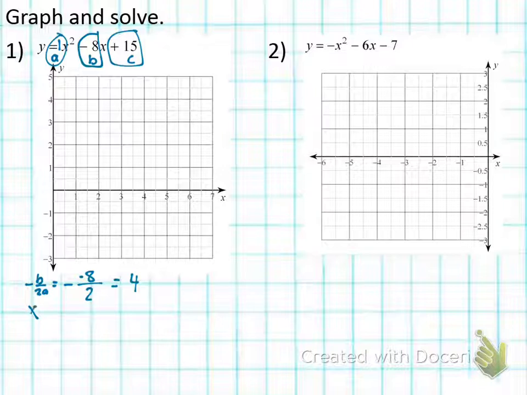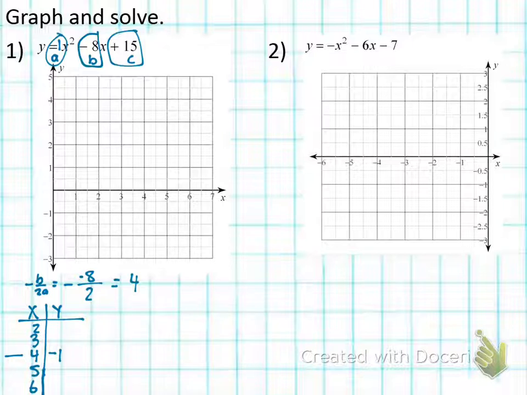Then we're going to make an XY chart. And we know that 4 is our vertex. If 4 is the vertex, there's going to be points to the left and to the right of it, if this is the center. So I'm going to pick a couple of smaller numbers than 4. Two smaller numbers than 4 are 3 and 2. And then two bigger numbers than 4 are 5 and 6. Put a little line by 4 to show that that's where the vertex is.